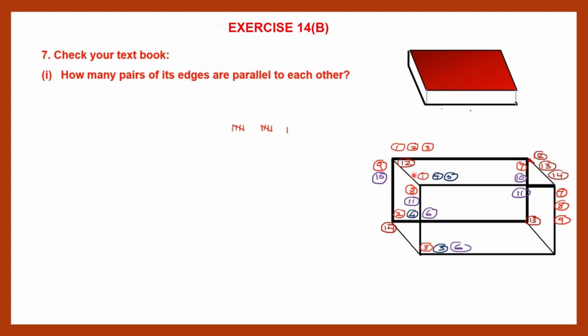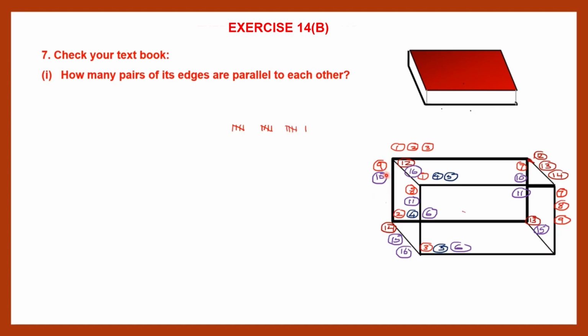Now this line is parallel to this. So there are two more here. So let's write that. So this will be 15. So this line is parallel to this line. Then 16, this line is parallel to the line above it. That is this line. So that is 16.